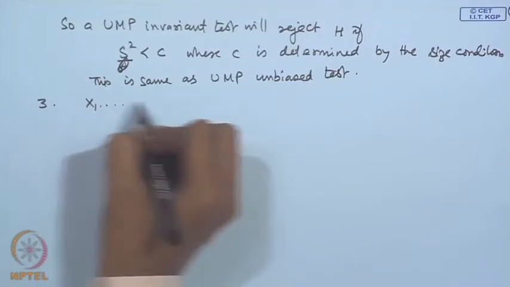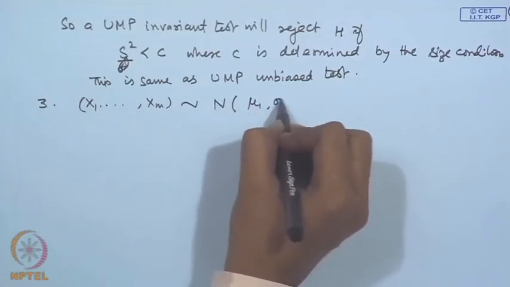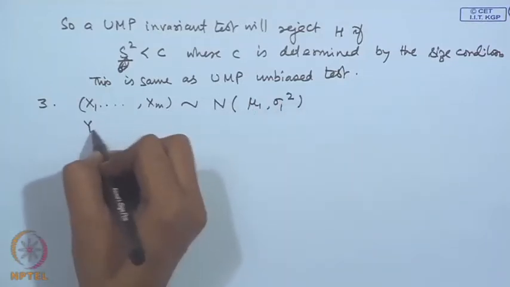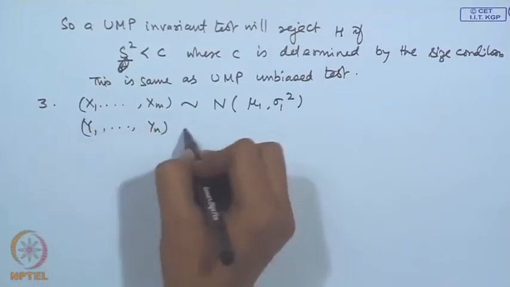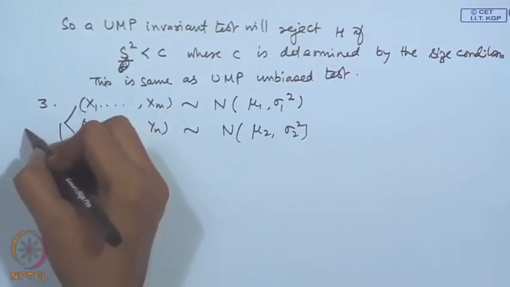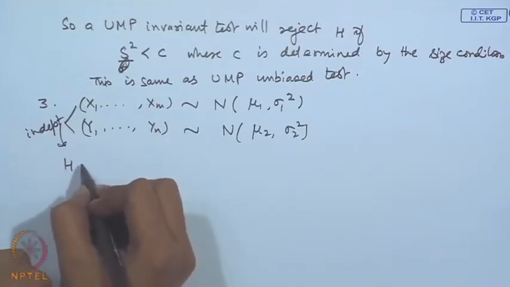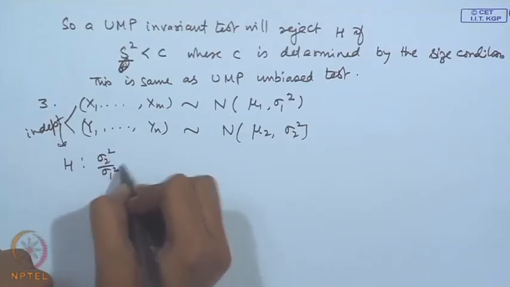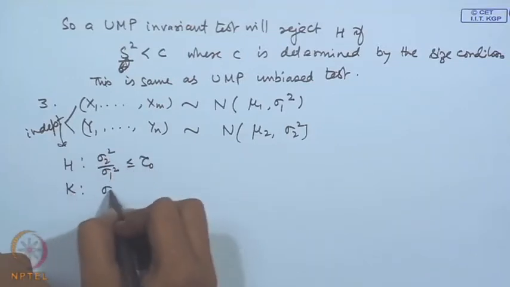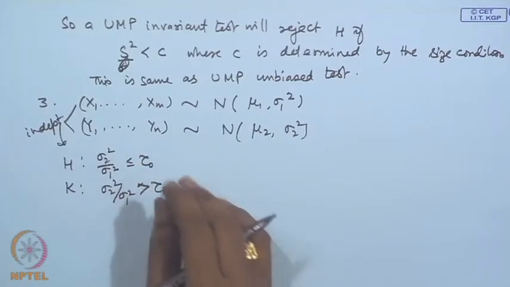Let us take x1, x2, ..., xm following normal(mu1, sigma1 square), and y1, y2, ..., yn, another random sample from normal(mu2, sigma2 square), and these two samples are taken independently. Our testing problem is sigma2 square by sigma1 square less than or equal to tau naught against sigma2 square by sigma1 square greater than tau naught. For this testing problem, I have derived the UMP unbiased test. I also derived the likelihood ratio test. Now, I will derive the invariant test here.